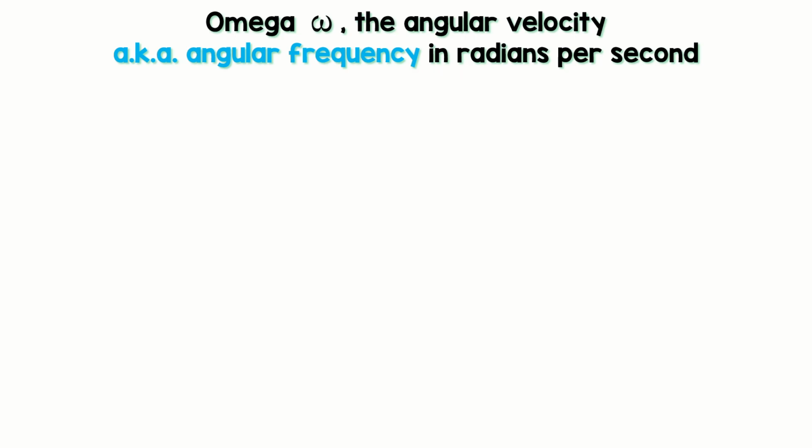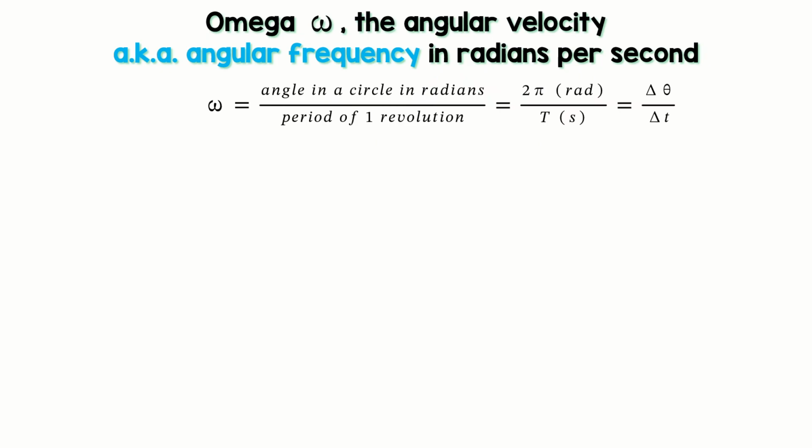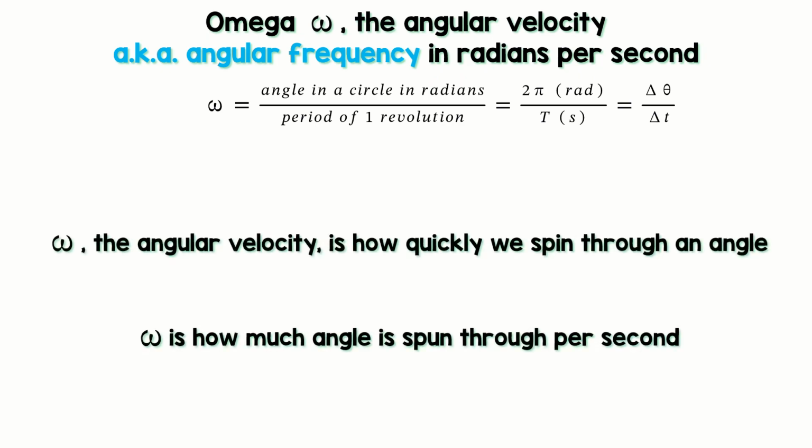So omega is the angular velocity, also known as angular frequency, in radians per second. Omega is the angle in a circle in radians divided by the period, big T, of one spin. So it's 2 pi over T, which is important to remember, and it's the rate of change of angle when we're spinning, and we're using uniform spin speeds. So omega is the angular velocity, how quickly we spin through an angle, or how much angle is spun through per second. That's why it's called the angular frequency as well.